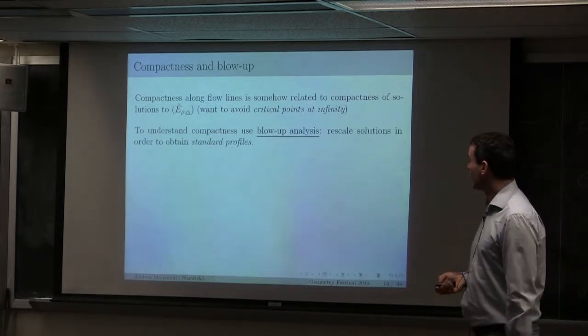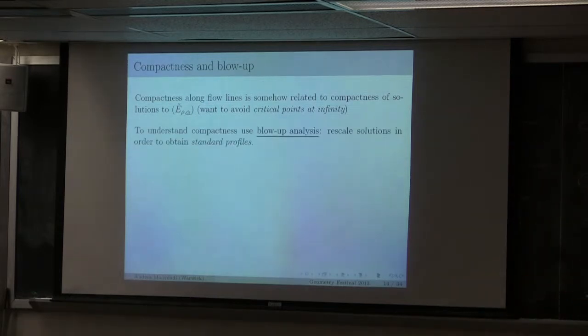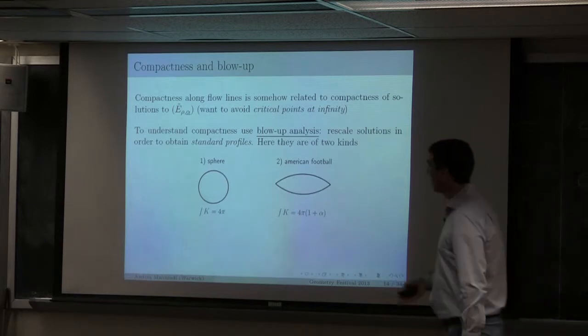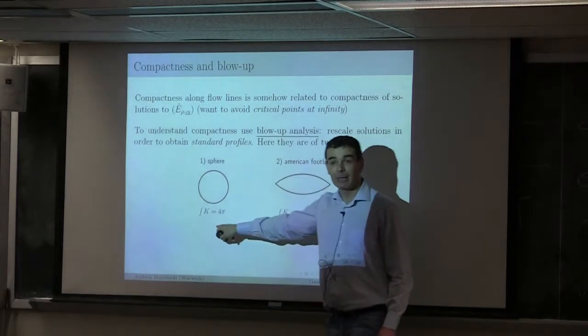And this is done using blow-up analysis. As people usually do in geometry, you rescale solutions and try to get some standard profiles. Here they are simple and only of two kinds. We have the sphere with total curvature 4 pi, and the American football.